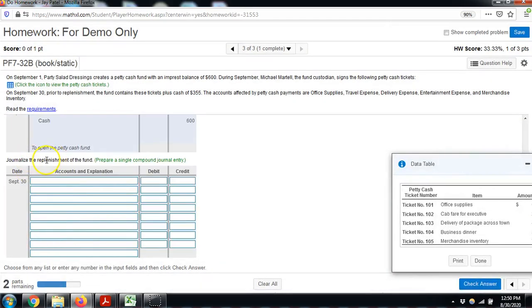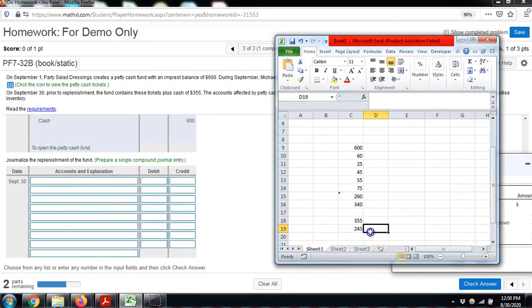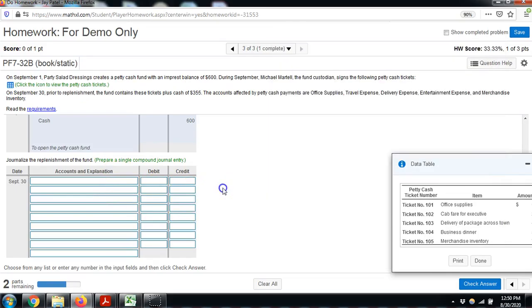So now we have to replenish the fund. We're going to use this calculation. Again, we have $355, and in order to get it up to $600, we're going to need to replenish the petty cash fund with $245 of cash. So that is going to be a credit to cash of $245. We know that, but let's see what the debits are first.